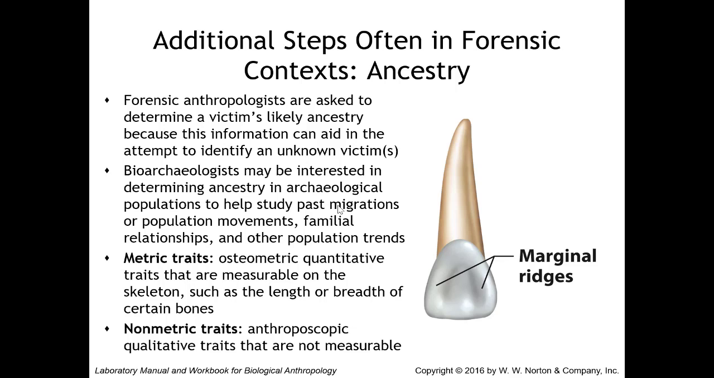Metric traits are osteometric quantitative traits that are measurable on the skeleton, such as the length or breadth of certain bones. Typically, dozens of measurements of different skeletal areas are taken, and these measurements are incorporated into complex statistical analyses. The use of metric traits is based on the principle that people in different regions will have different sizes, proportions, or degrees of robusticity, something that we'll talk about in the next lab.